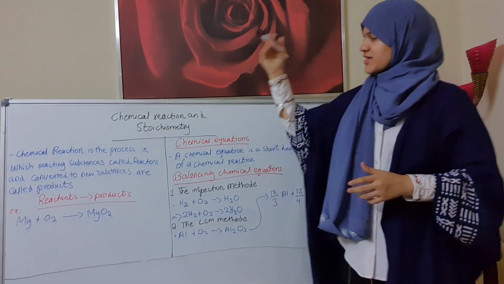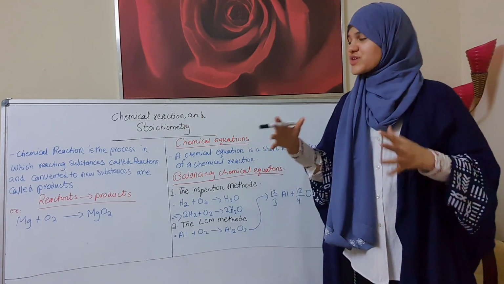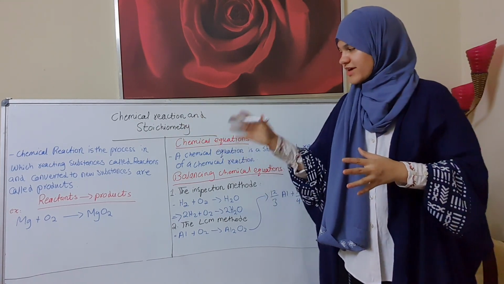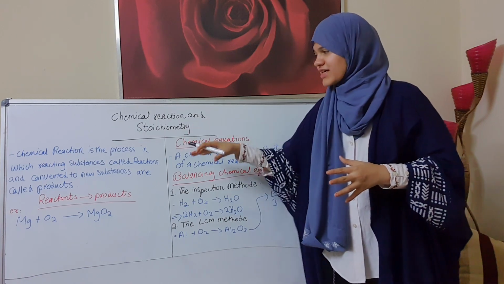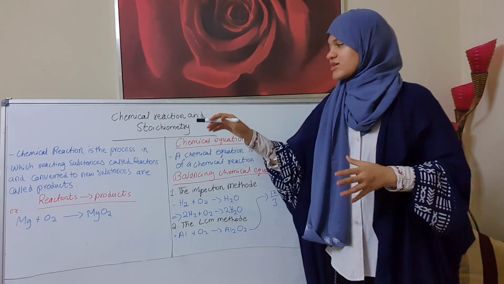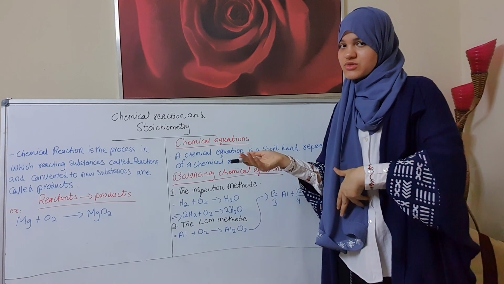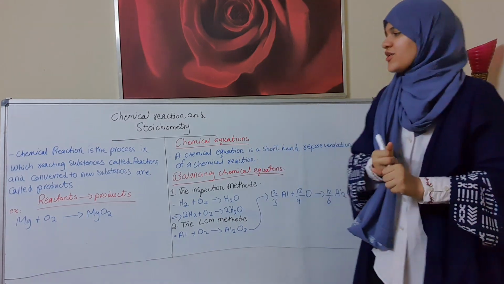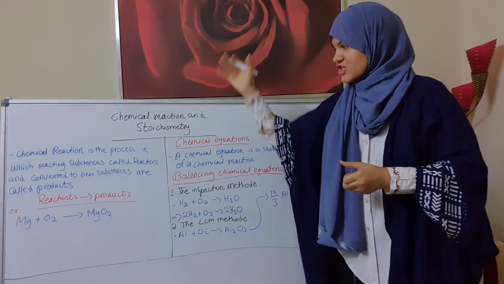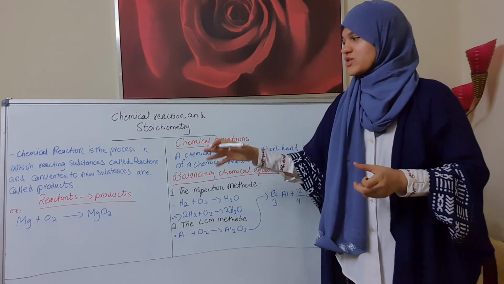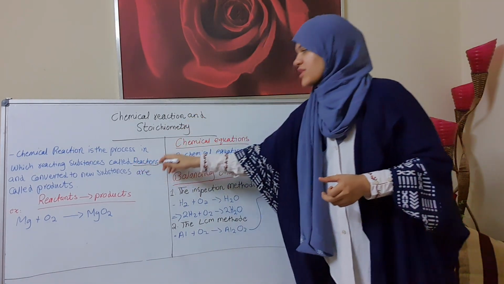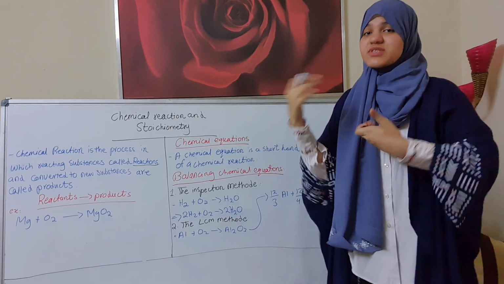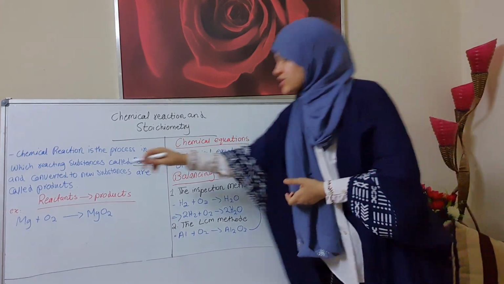First of all, a chemical reaction is a process in which reacting substances, called reactants, are converted to new substances, which are called products.